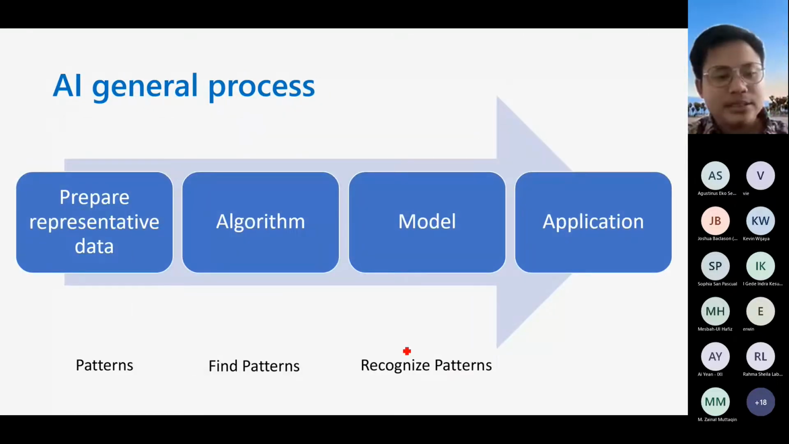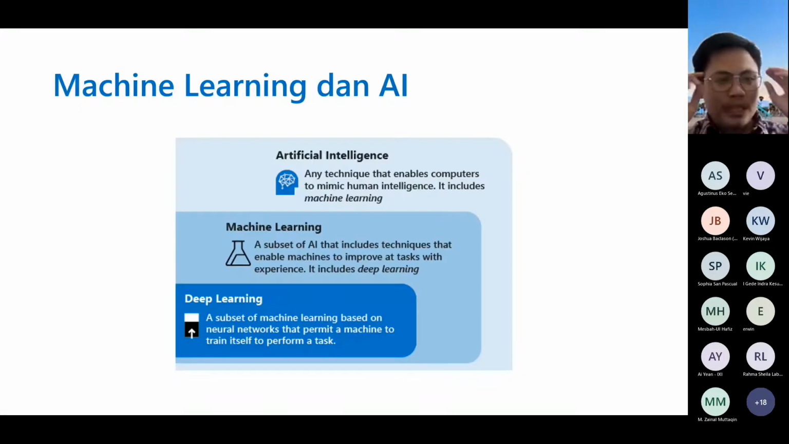Okay, the AI general process. There are some processes of AI: find pattern and recognize pattern. The first one is to prepare representative data. After that, you use some algorithm, and from the algorithm you make a model, and from the model you can use an API maybe. So you can build an application that has AI in it. Okay, this is machine learning and AI. How are machine learning and deep learning different? AI is a superset. AI is a technique that enables computers to mimic human intelligence.